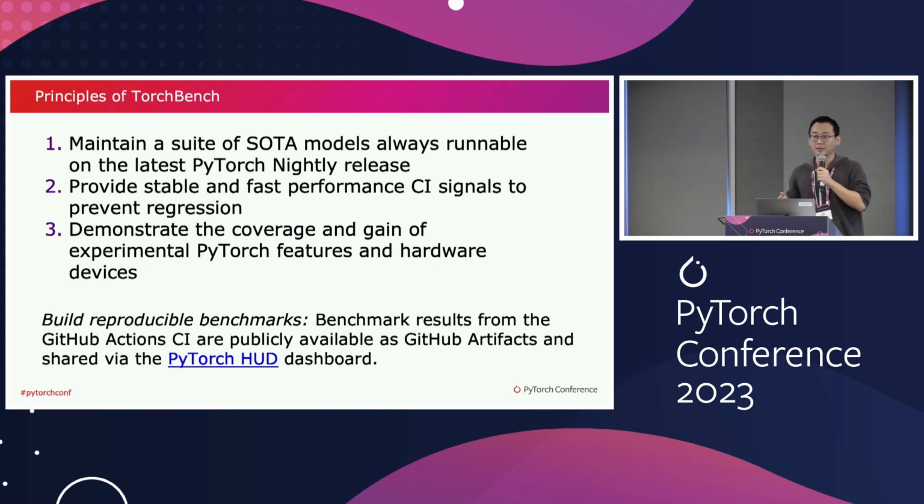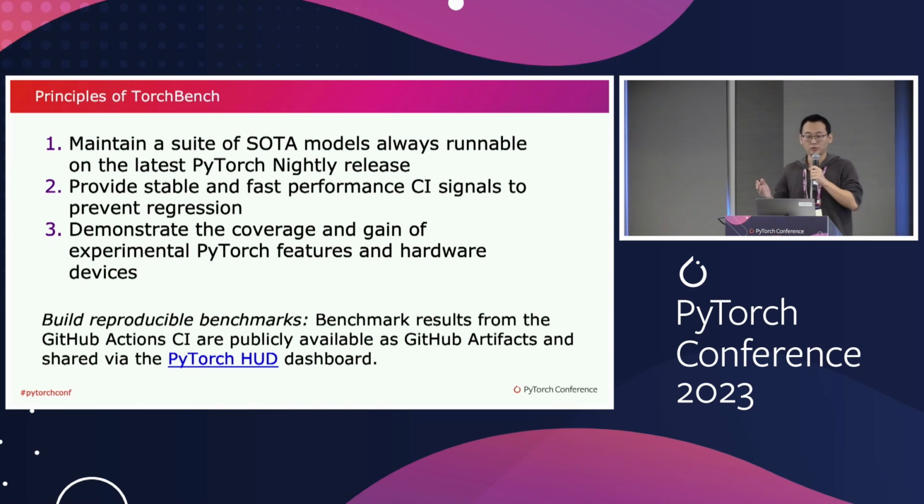Therefore, we have to adapt the models and slice them so that they can run on a single GPU or a single node. And also, we want to make sure the performance signals are both stable and fast, ideally within a couple of minutes. And thirdly, besides testing the default or the PyTorch 2.0 compile performance result, we also want to demonstrate the coverage and gain of experimental PyTorch features or new hardware devices.